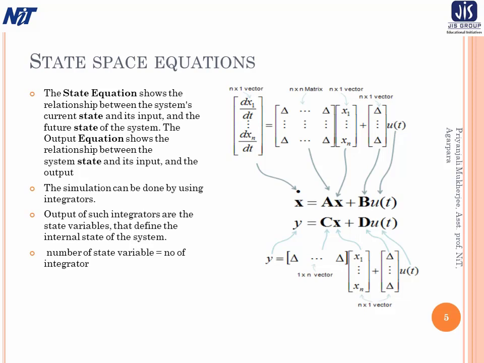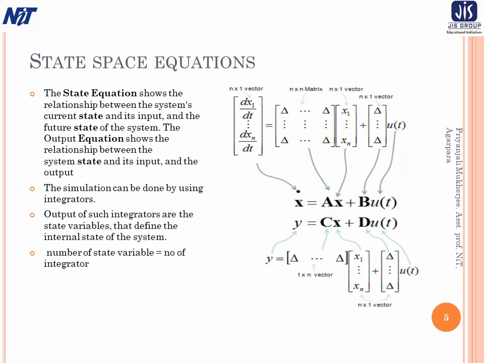So these state space equations are x dot equal to Ax plus Bu(t) and y equal to Cx plus Du(t). Now x dot equal to Ax plus Bu is known as the state equation, whereas y(t) equal to Cx(t) plus Du(t) is known as the output equation.